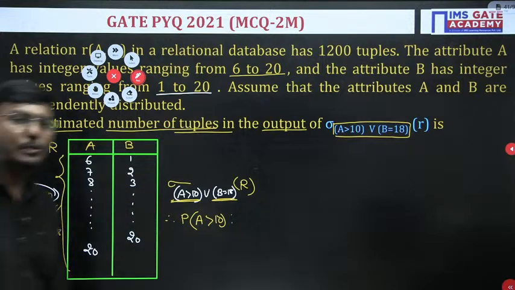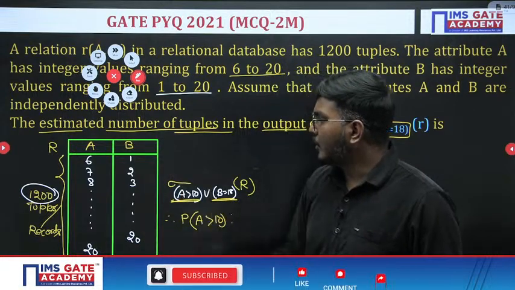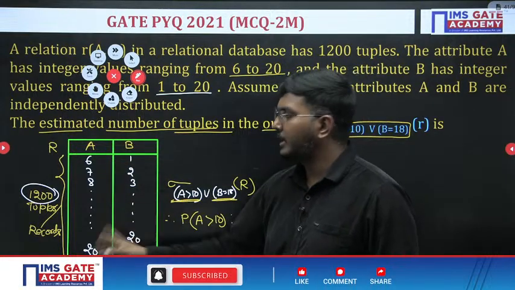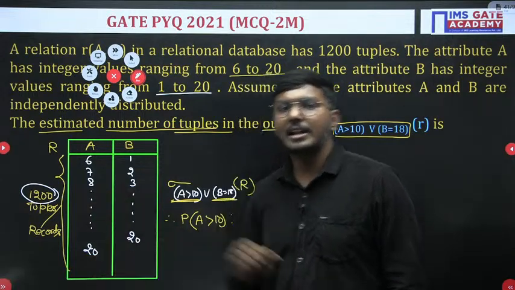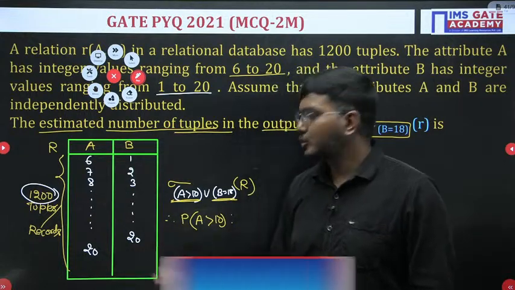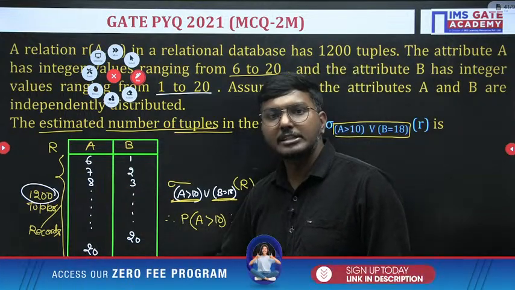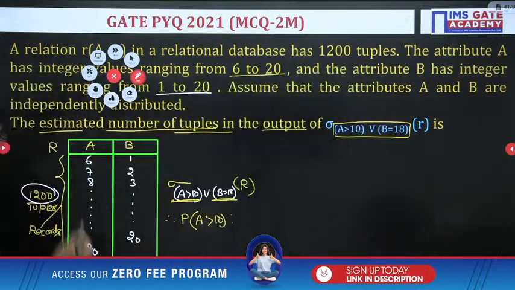Understood? So now the question is, what is the range of A? The range of A is from 6 to 20. Now tell me, how many values can we get more than 10 in A? From 11 to 20 is nothing but 10 values. Getting my point here? And the total is 15 values, from 6 to 20.